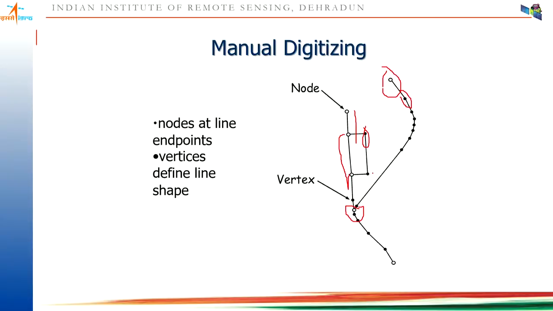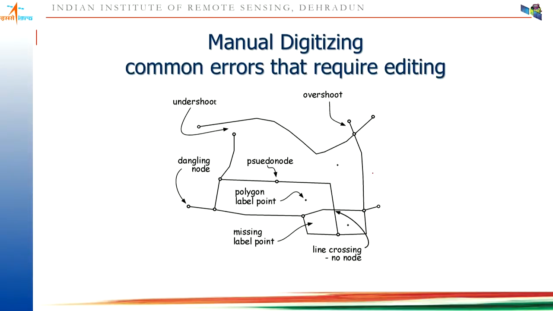So I can have a single line with two endpoints, which are basically nodes, but it can have multiple line segments, right? Based on these line segments, to define each line segment you use different vertices. So nodes define the boundary and vertices define the shape, right?